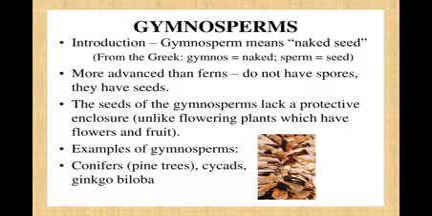The seeds of the gymnosperms lack a protective enclosure, unlike flowering plants which have flowers and fruits. As we all know, flowering plants have flowers and fruits as their protective enclosure, but gymnosperms do not have any protective enclosure around them. Examples of gymnosperms are conifers, which are also known as pine trees, cycads, and ginkgo biloba.